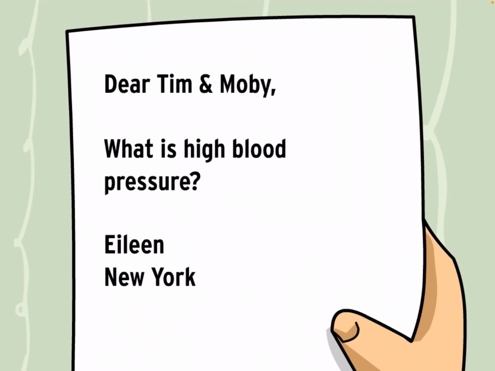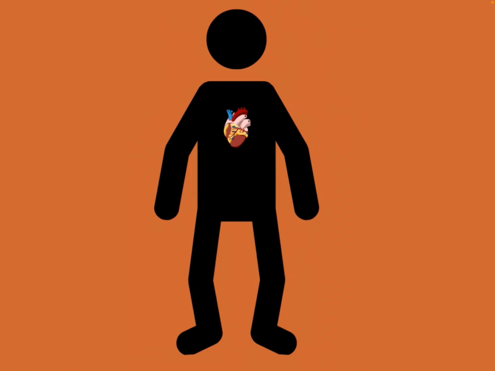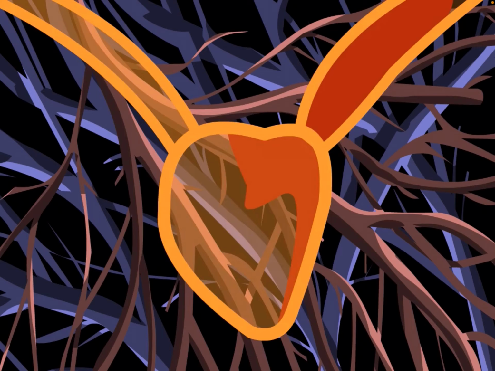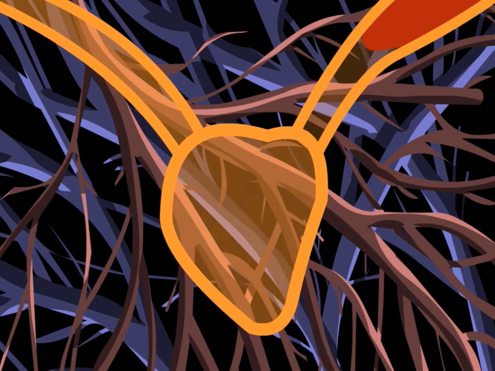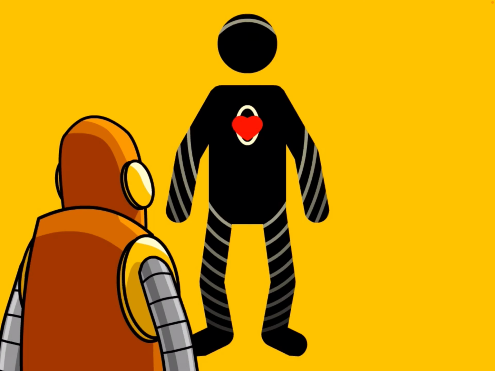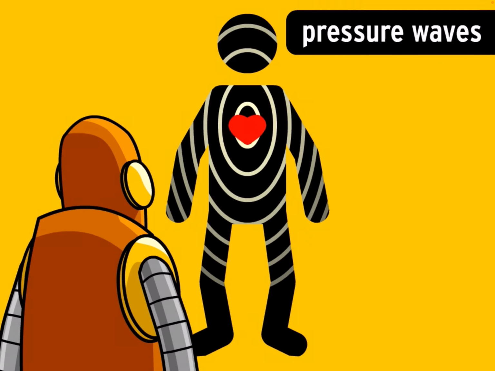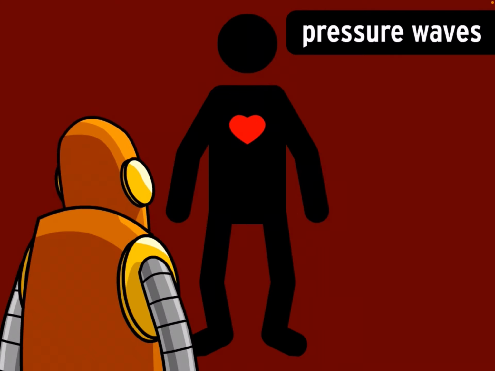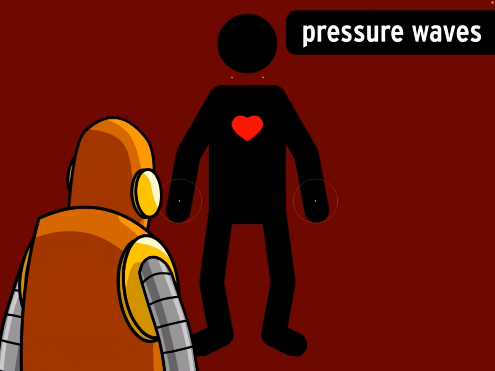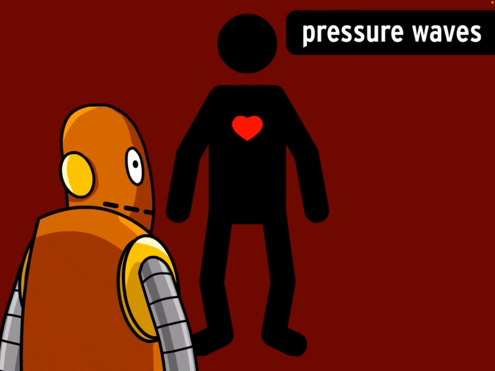Dear Tim and Moby, what is high blood pressure? From Eileen. Well, your heart contracts and relaxes when it pumps blood through your body. This forces blood through your arteries. Blood pressure is the force exerted by the blood on the walls of these blood vessels. Pressure waves are started by the heart's pumping action. You can feel them at the wrists and at other points where arteries lie near the surface of the body. Yeah, these are places where you can take your pulse.